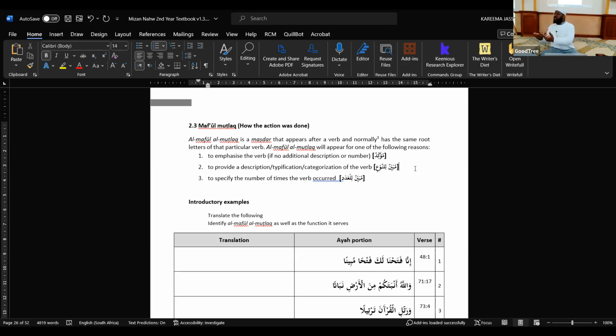What do you mean by that? You want to speak about the nature of his arrival. What type of arrival did he have? How do you categorize that arrival? Was it the arrival of cowards? Was it the arrival of victory? It was the arrival of bravery. Make sense? Right? So the second is to provide a description of the verb. What do we mean by that? We want to categorize the verb. In what manner did that action take place? What type of action was that?